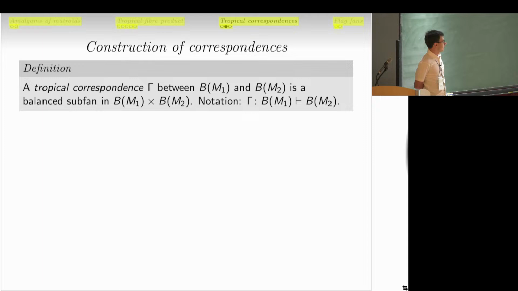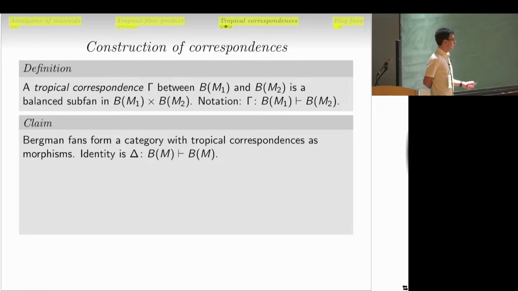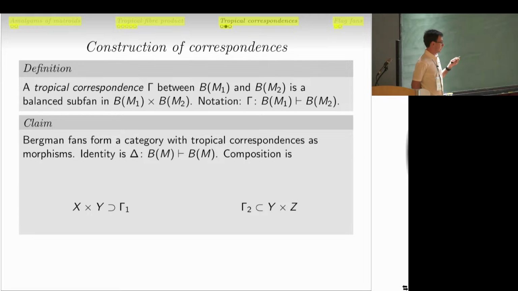And so it works like this. First, we make a trivial definition that the tropical correspondence is just any balanced subfan in the product of Bergman fans. And they form a category. And this is just a verbatim copy from any algebraic geometry intersection theory textbook. So the identity is the diagonal fan that we've already seen. And the composition is kind of tricky to define.